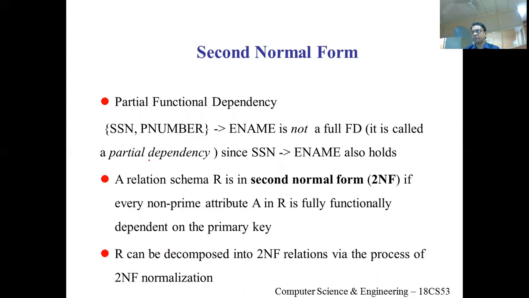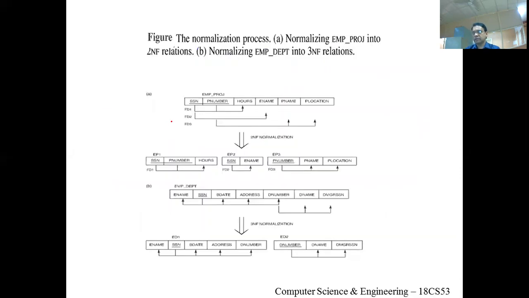Next, we have partial dependency, partial functional dependency. Even after removing an attribute from X, we can still determine the Y attribute. So here, if I remove the project number also, I can determine E name. To conclude, I can say that E name is not a full functional dependency. It is called a partial dependency. SSN determines E name holds good, so the project number is not at all required.